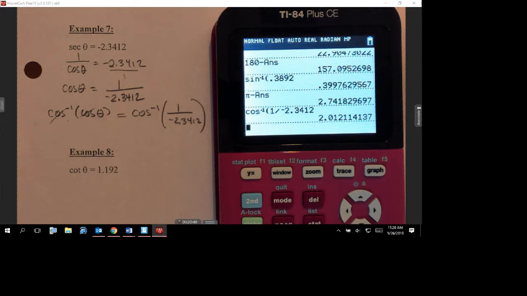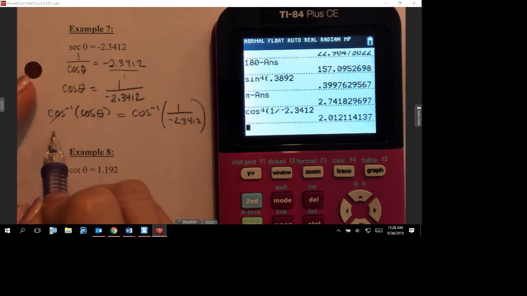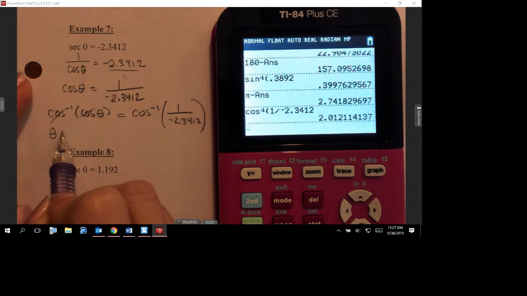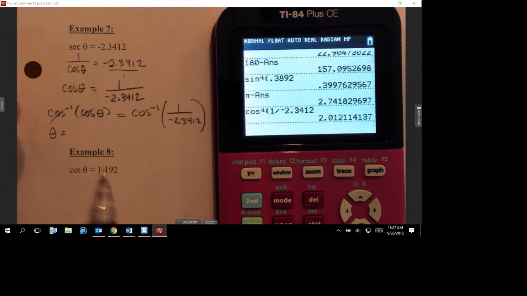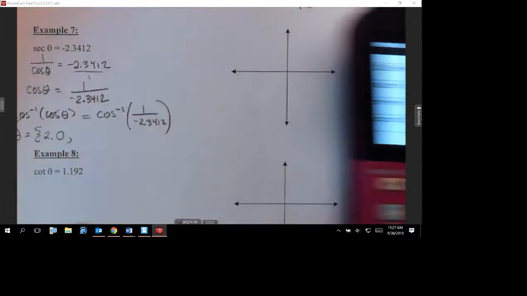Oh, I forgot to draw my picture first. Oh, and which mode are we in? Yeah, we have to do both, but we're in radian mode right now. If you switched it back, sorry, I forgot to switch it back. 2.0 would be my first radian answer. We had to do both.